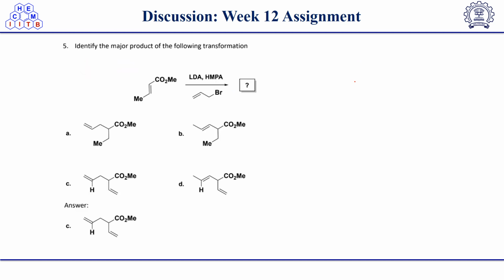Moving to the next question, identify the major product of the following transformation. This particular alkene upon treatment with LDA and HMPA in the presence of this allyl bromide, what will be the major product out of these four options? The answer I have already given here. The correct answer is option C. Now how is it forming?